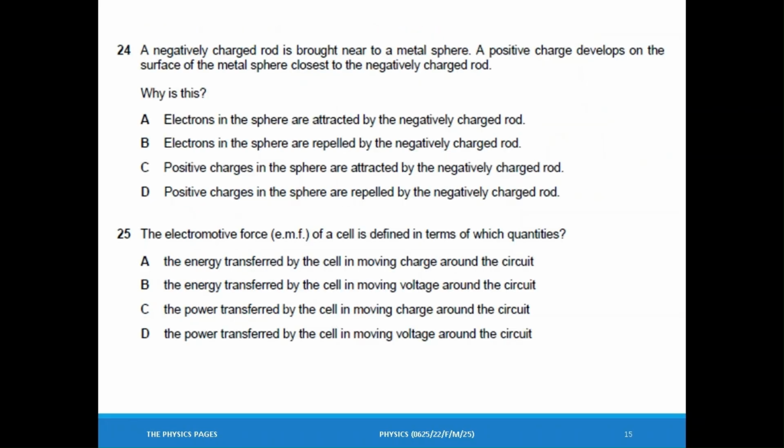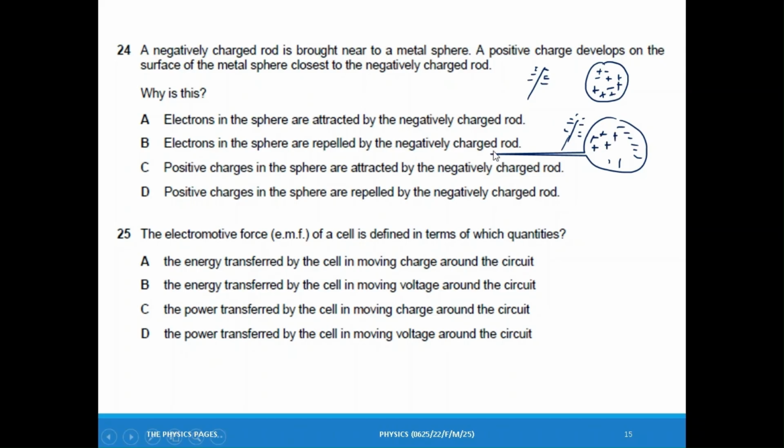Moving to question number 24, a negatively charged rod is brought near a metal sphere. For example, this is a rod and this is a metal sphere. The metal sphere has a positive and negative charge distribution, and when the rod is away, there is no change in the charge. But when it gets closer, all the electrons will move away from the rod, but the protons will be at the same position.